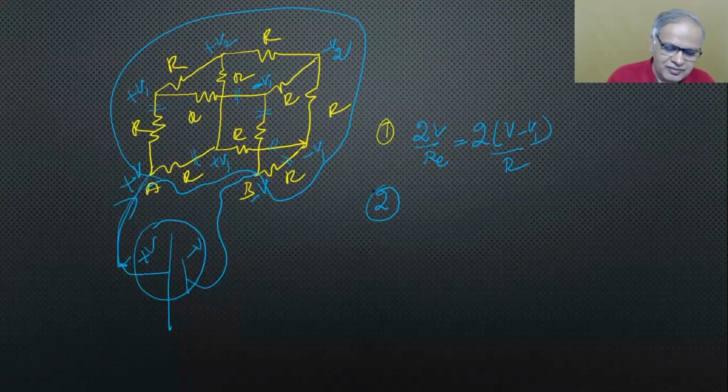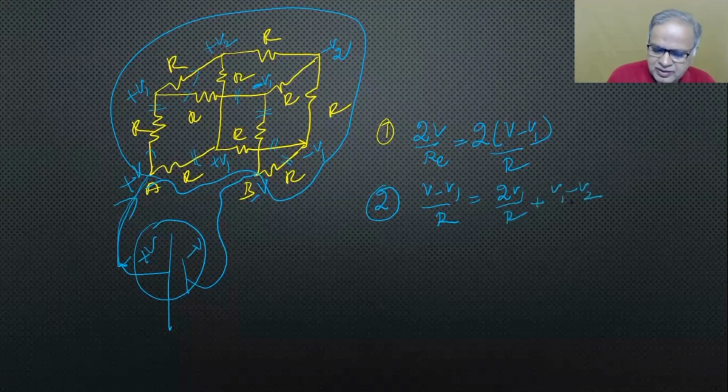Tell me some equation, I'll write it here. V minus V1 by R equals V1 by R minus V2 by R. Is it okay? V1.